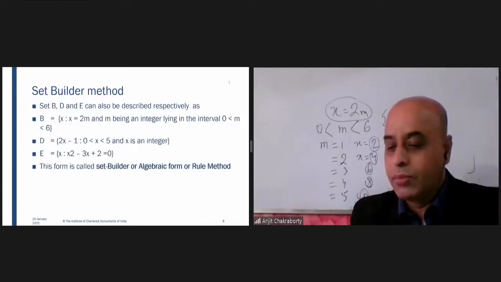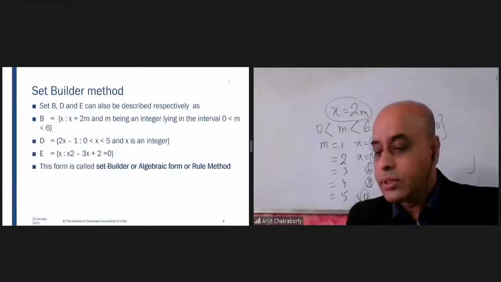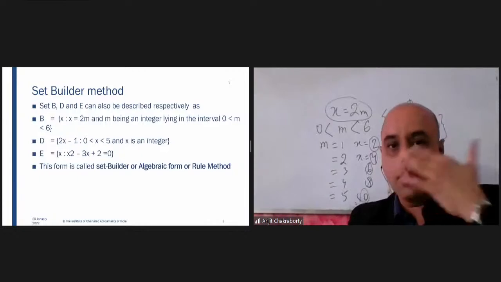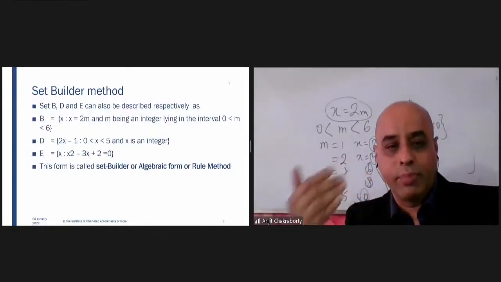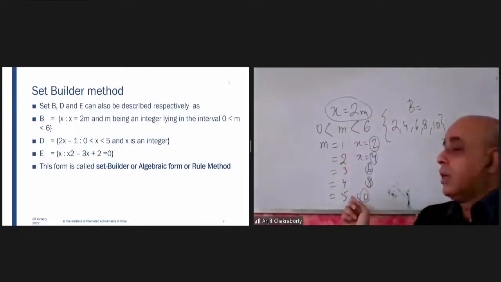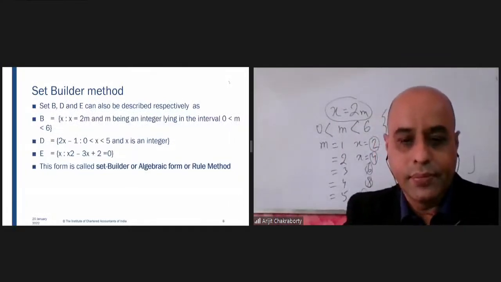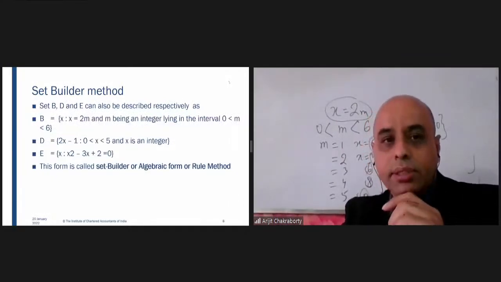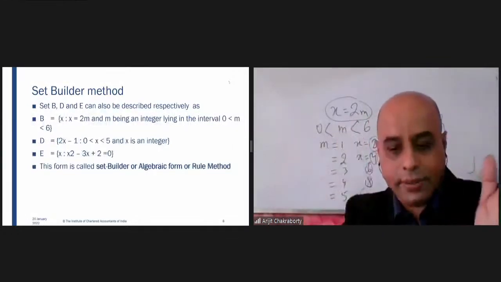Okay. So I think you have understood the difference between roster form and set builder form. When we are writing the roster form, it is just the name of the elements, but when we are using set builder, the relation, how we are getting this x, the logic, is also included within the set. That is why it is called set builder. It shows you how to build the set, how to create the set.